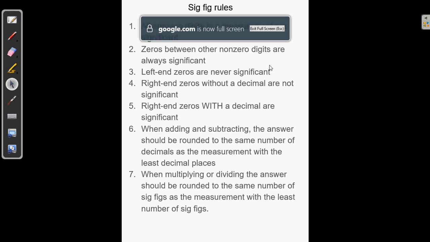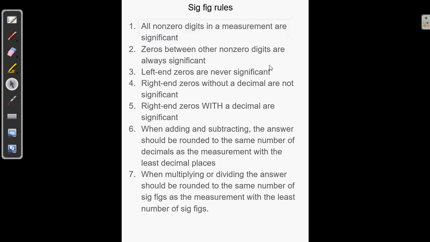So first of all, any non-zero number is significant. Okay. Zeros that are between non-zero numbers are significant. So if you have the number 11, that's 2 significant figures. If you have the number 101, that's 3 significant figures because the 0 between the 2 1s is significant. Okay. Left-end zeros are never significant.